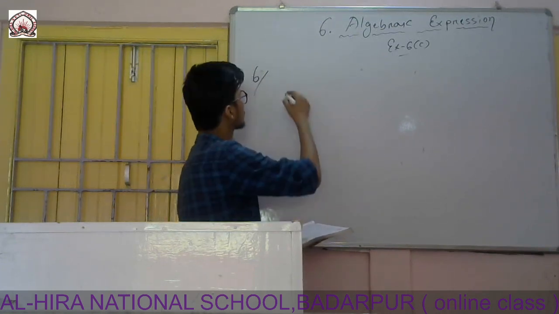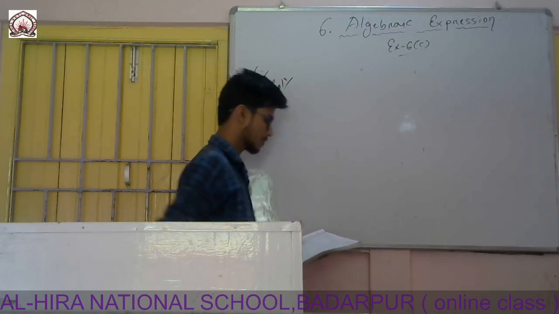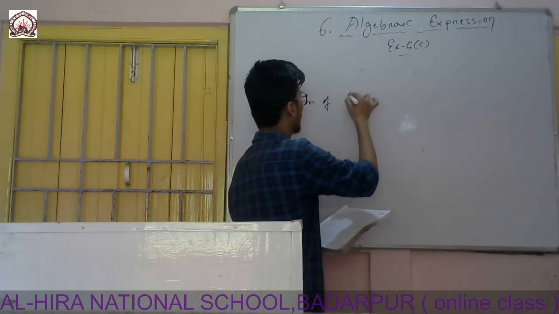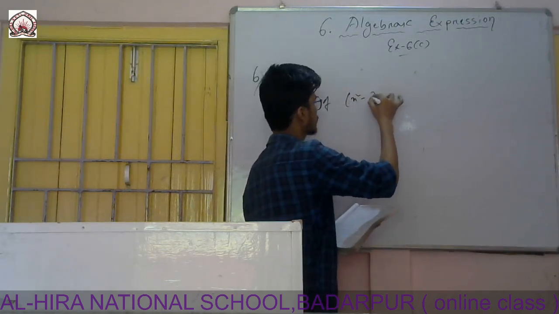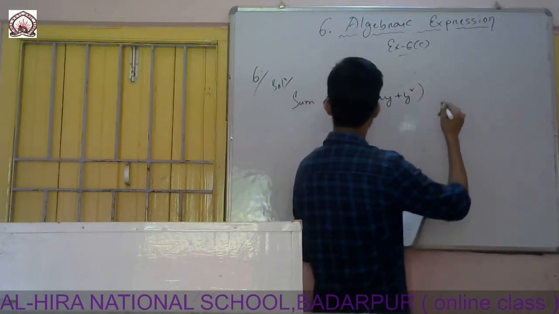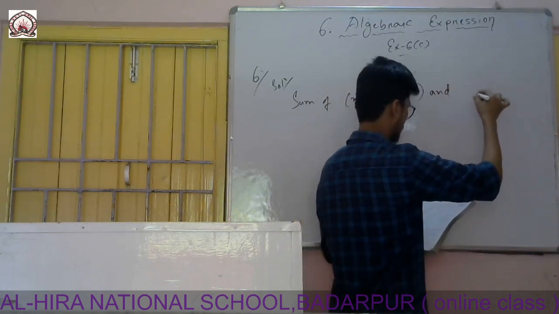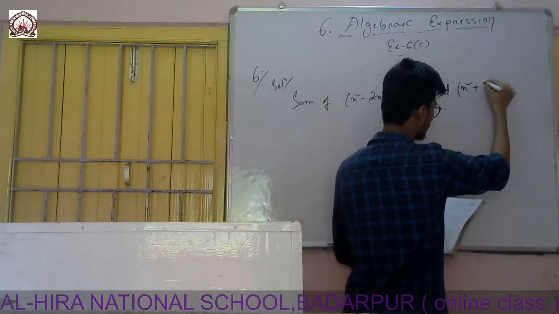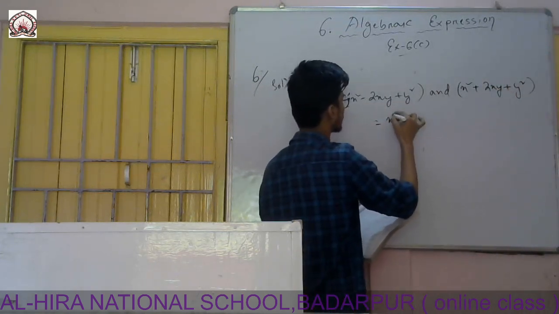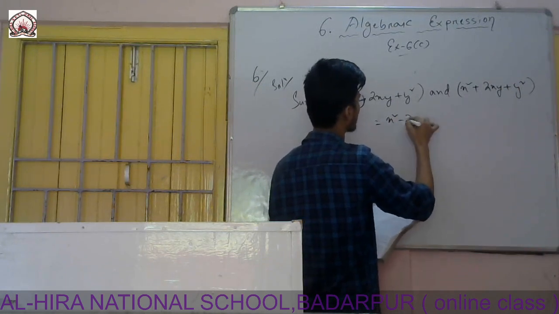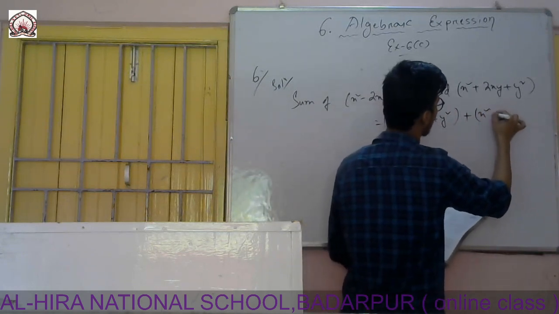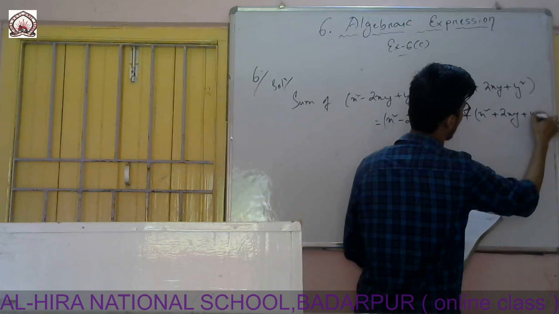So first of all, I have to do the sum. Write the sum of x square minus 2xy plus y square and x square plus 2xy plus y square will be equal to x square minus 2xy plus y square. I will write both the terms, there will be a plus sign, then x square plus 2xy plus y square.